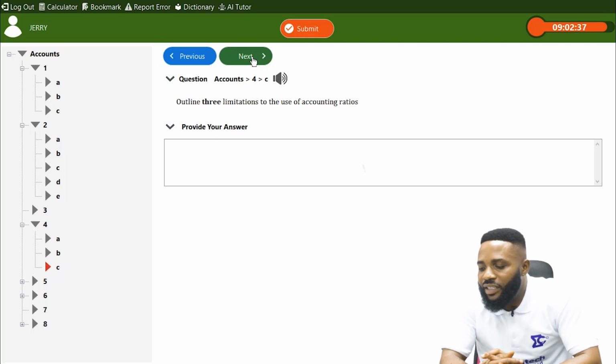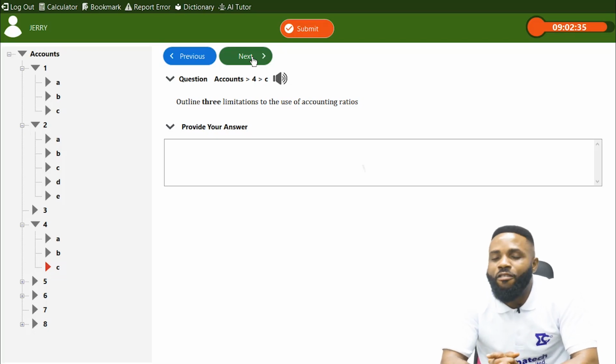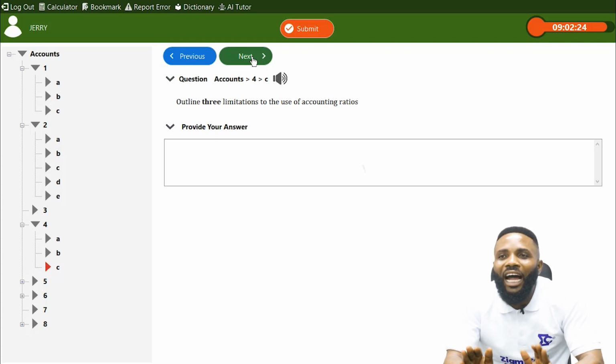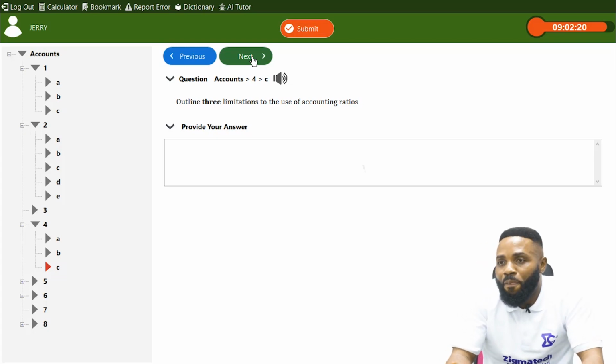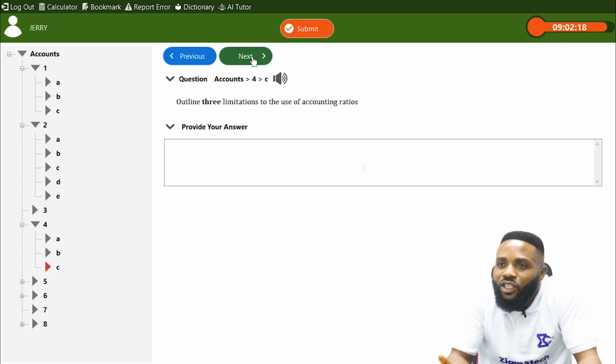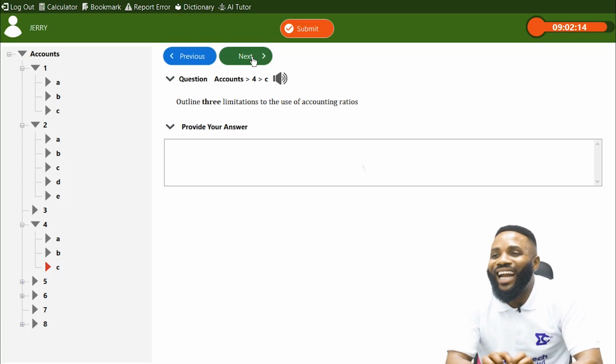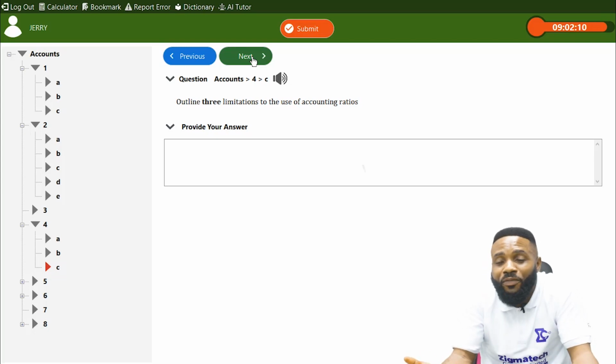Number one, it deals in quantitative information only. Accounting ratio is centered on figures only. That is a challenge. So any other thing that cannot be measured in figures cannot be used in accounting ratios. You can't use the efficiency of management to give an analysis on the financial statement, because it cannot be measured in figures.